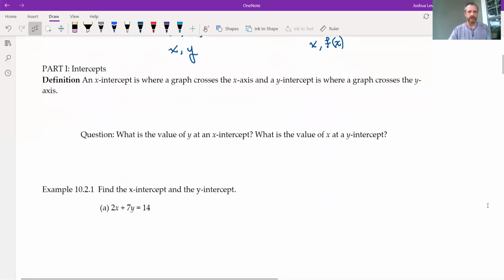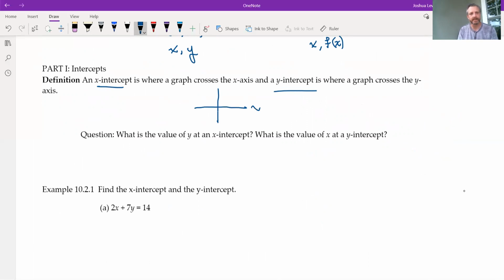Our big goal here is to ultimately graph these without having to find points, right? In the first section, we had to find all these points, and sometimes it's tedious. Maybe there's some other ways to do it. So the first thing I want to do is talk about intercepts. There are x-intercepts and y-intercepts. And just as the name suggests, you have the x-axis and you have the y-axis. An intercept is where that line, or any graph for that matter, crosses the x-axis or the y-axis.